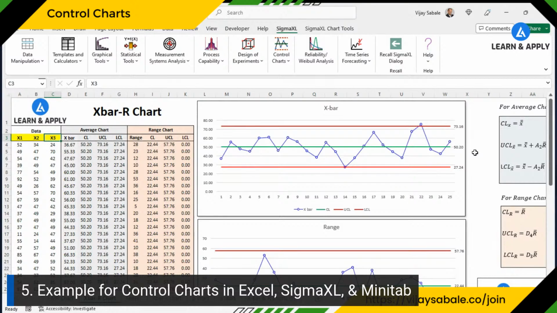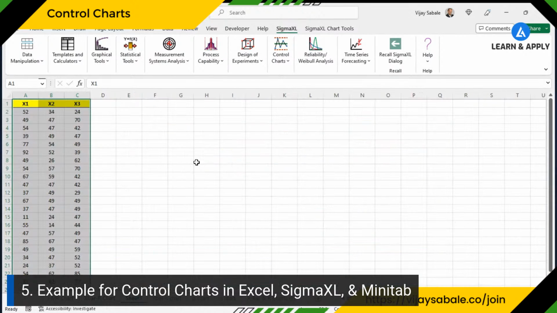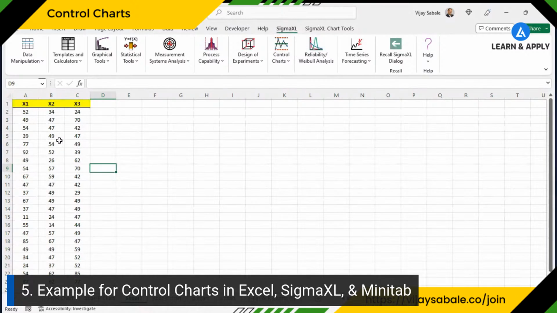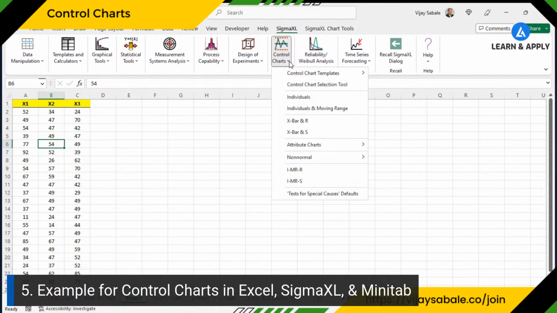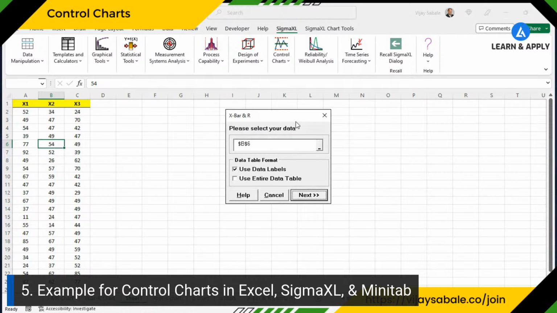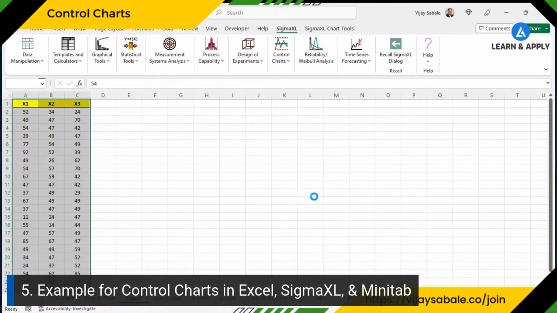Now let's go to the third part, that is how we can use this SigmaXL statistical software so that we can draw the control charts here. This is again one of the powerful statistical software, and simplest because it is Excel add-in software. So in that we can select anywhere in this data, go to this control chart, and we can see there is an option for X bar R. Click on that. There is an option for use entire data table. So click on that, click next.